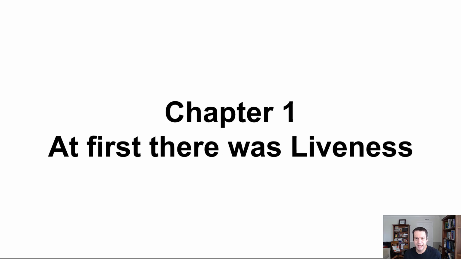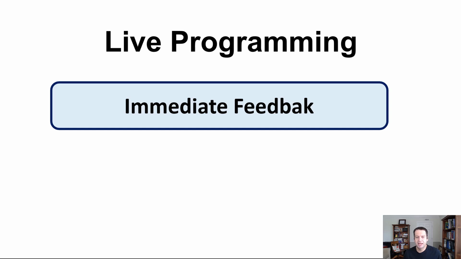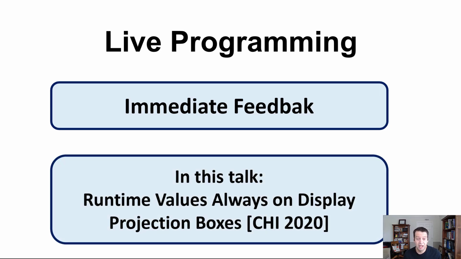Chapter 1, at first, there was liveness. Live programming is an area of research that has received more and more attention recently. Broadly speaking, live programming is a paradigm in which immediate feedback is provided to the programmer each time the program is modified. This is a relatively broad research area that includes things like audiovisual performances in concert venues. But in this talk, I'll focus more specifically on live programming for general purpose languages.